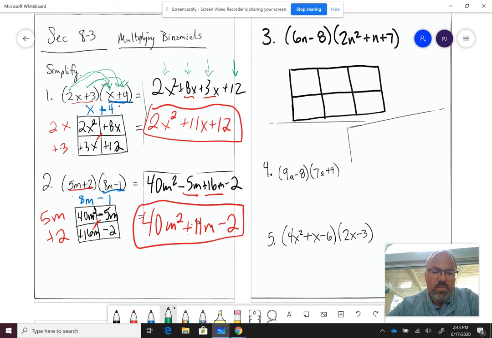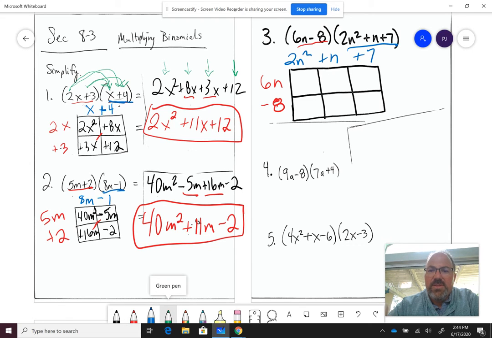So this time we've got 6n minus 8. Now, notice I have already made these boxes up, and typically you're going to have to make them up yourself. There are two terms, so this is 2 rows. There are 3 terms here, so I'm putting 3 columns: 2n squared plus n plus 7. Trinomial, 3 columns. Binomial, 2 rows. Then we can start filling them in.